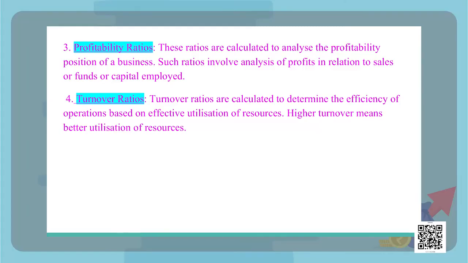Then we have profitability ratios. These ratios are calculated to analyze the profitability position of an organization. Such ratios involve analysis of profits in relation to sales or funds or capital employed. Then we have turnover ratios. Turnover ratios are calculated to determine the efficiency of operations based on effective utilization of resources. Higher turnover means better utilization of employed resources.